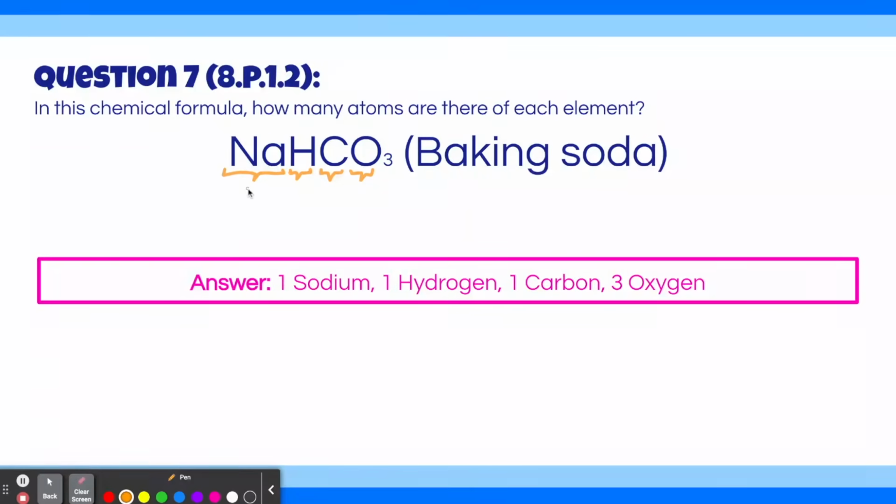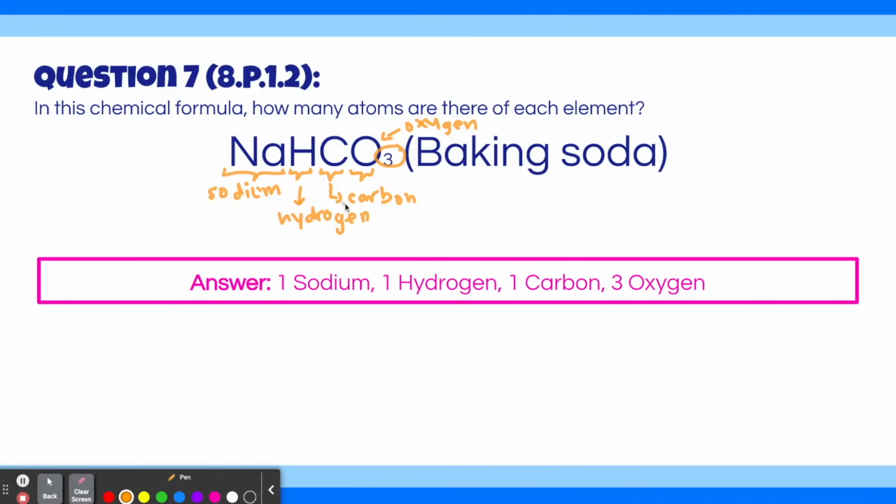When you look this up on the periodic table, right now I'll just tell you, but when you do look it up, Na is sodium, hydrogen is H. From our last few questions, carbon is C, and O is oxygen. Once you've figured out all the symbols, you have to look at the subscripts, which are the small numbers on the right side of the symbols, which is this right here. This is an example of the subscript.